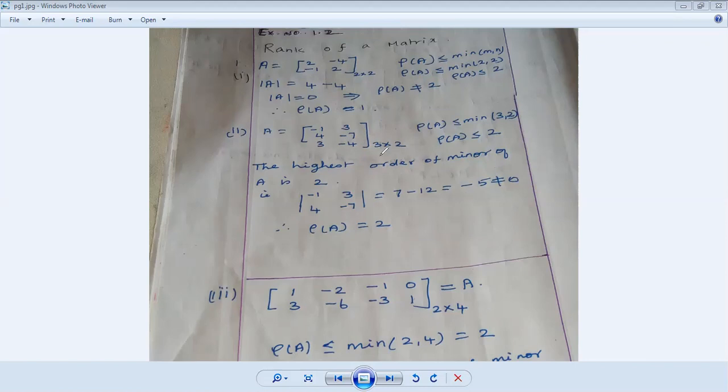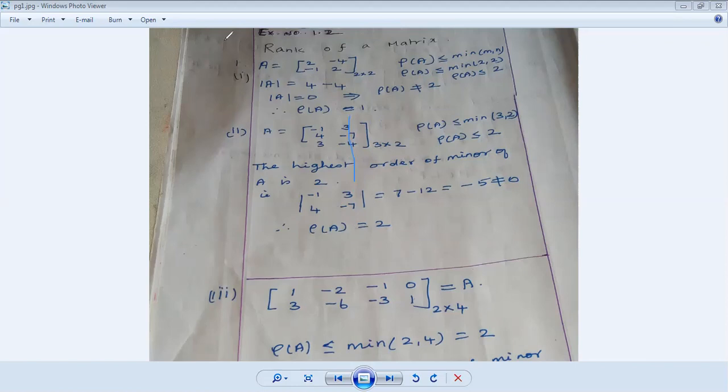So the highest order of the minor is 2, and the determinant value is not equal to 0. Therefore, rank of the matrix is equal to 2. Okay, if the determinant value is equal to 0, rank of the matrix is 1. Here, first question, the determinant value is not equal to 0. Therefore, the rank of the matrix is 2.